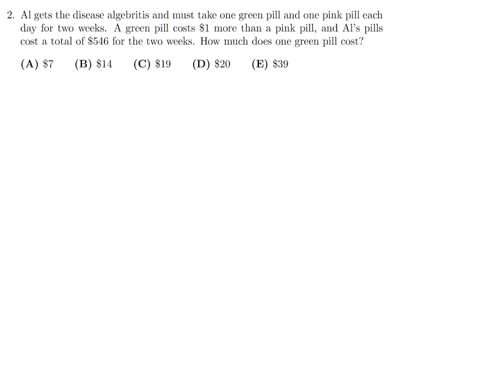Al gets the disease algebritis and must take 1 green pill and 1 pink pill each day for 2 weeks. A green pill costs $1 more than a pink pill, and Al's pills cost a total of $546 for the 2 weeks. How much does 1 green pill cost? So he has to take 1 green and 1 pink once a day for 2 weeks, so that's 14 days. And the total is $546 for the cost. And they tell you also that a green pill costs $1 more than a pink pill.